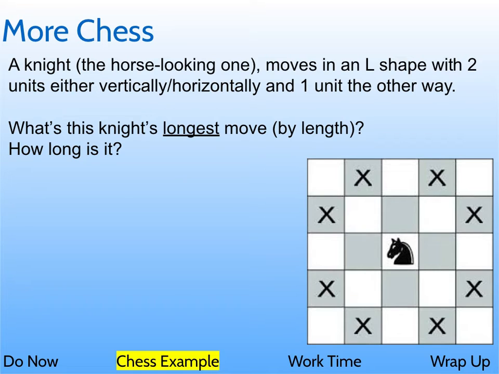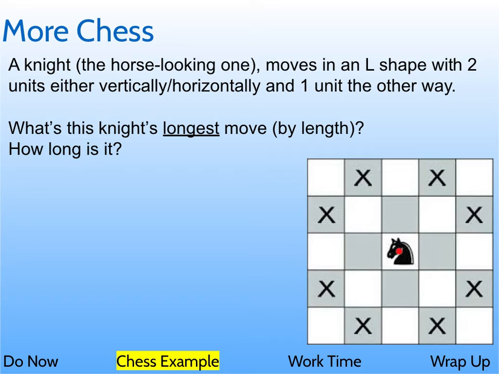Now, another piece on the chessboard is called a knight. It's the one that looks like a horse. A lot of people just call it a horse. And basically what it does is it moves in an L shape. It can go either 2 units up or down, or 2 units in one direction, 1 unit in another. So for example, right here, the X's are all the possible moves.